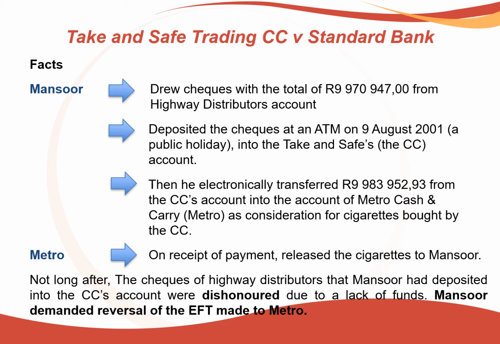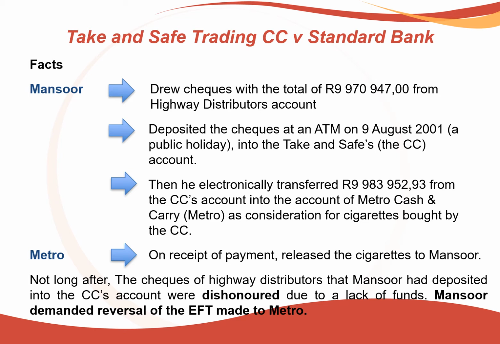As both the CC and Mansour were valued clients, the bank allowed them to draw against uncleared checks and pay third parties by means of EFTs. Mansour was responsible for the electronic banking facilities of the CC and was also in control of a Nedbank account of A. Mohammed trading as Highway Distributors.